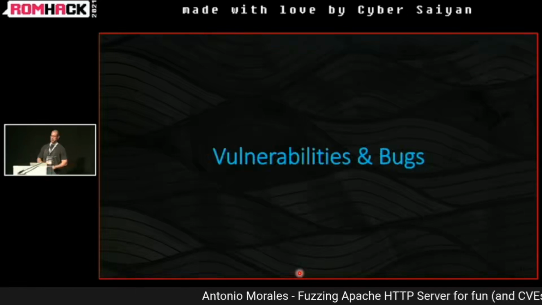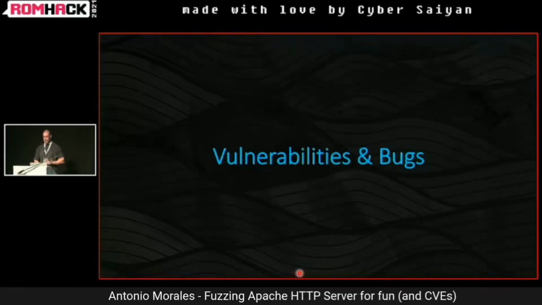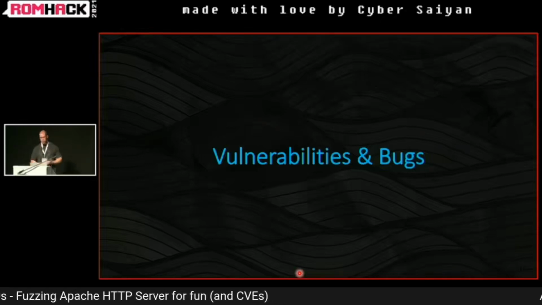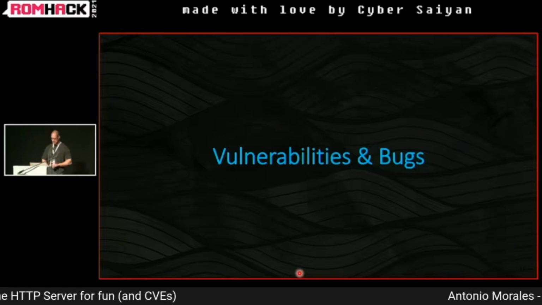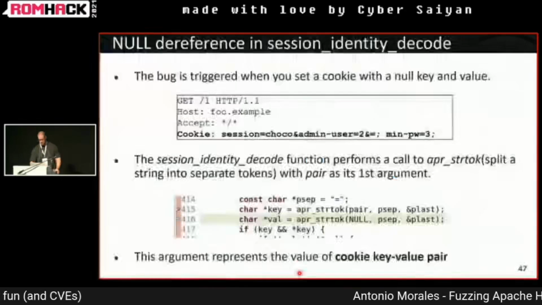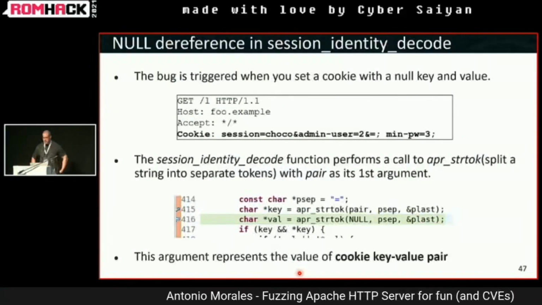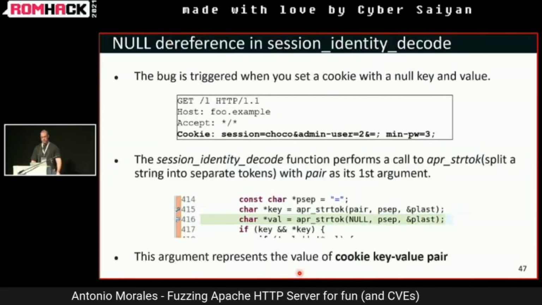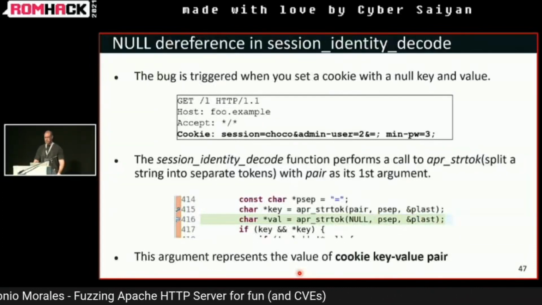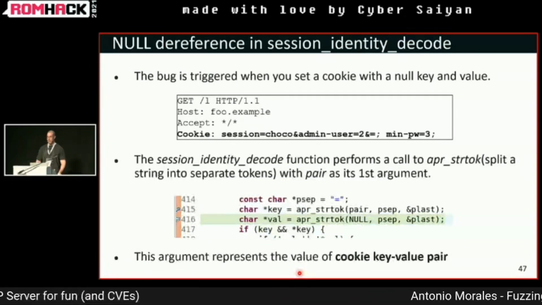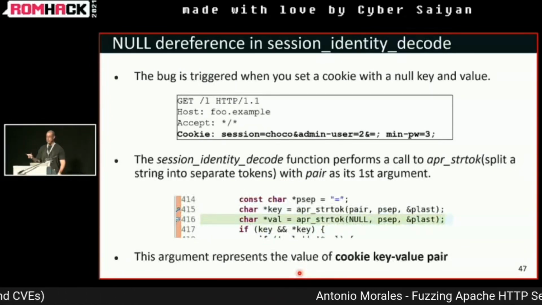Cool. So now it's time for the most expected part. Now I will show you some of the vulnerabilities and bugs that I have found. I'm going to start with a null dereference in the session identity decode function. As you can see here, this bug can be triggered by setting a cookie with a null key and value.